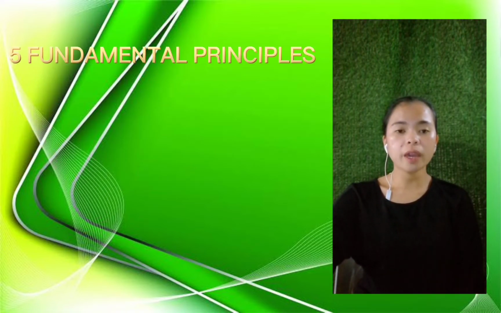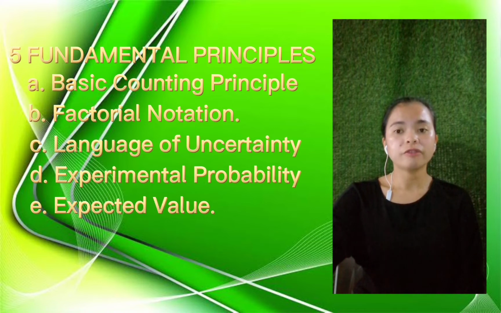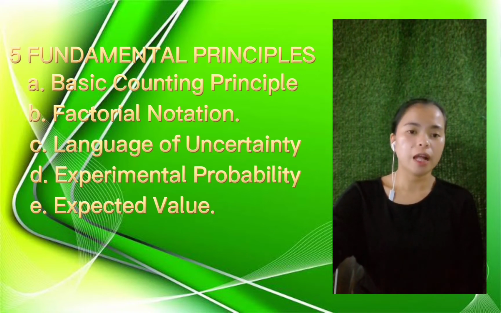Okay, we have 5 fundamental principles: basic counting principle, factorial notation, language of uncertainty, experimental probability, and the last is expected value.